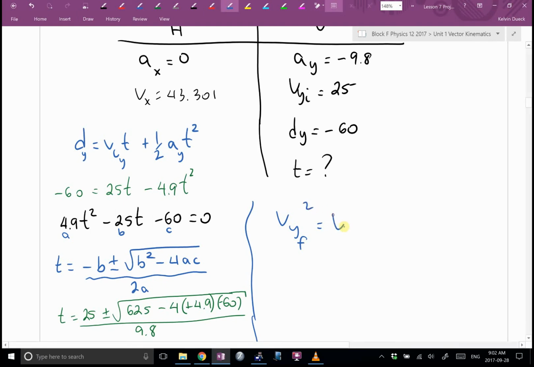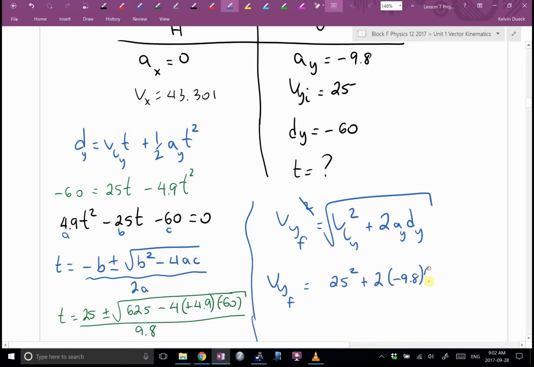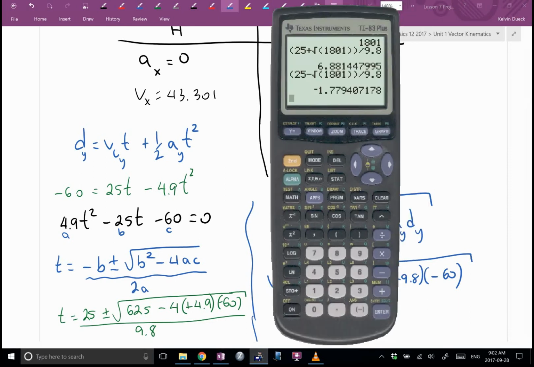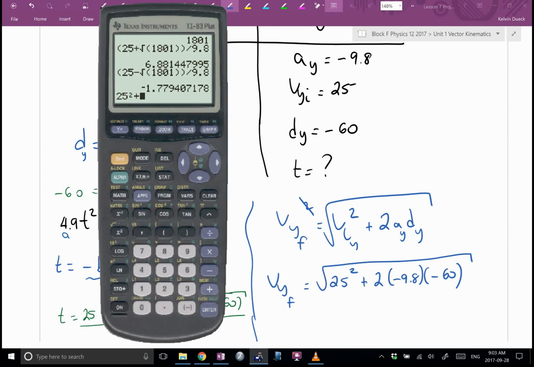Vf squared equals Vi squared plus 2AD, vertical, vertical, vertical. How do we get rid of a squared? If we do this, we'll get 25 squared plus 2 times negative 9.8 times negative 60, square root. By the way, see the 1801? You can see we're doing parts of the quadratic formula in chunks using this method.